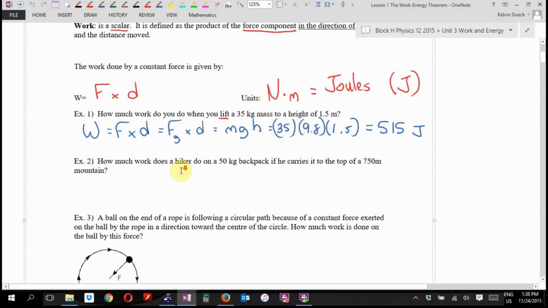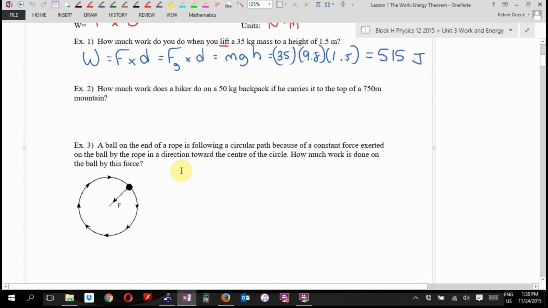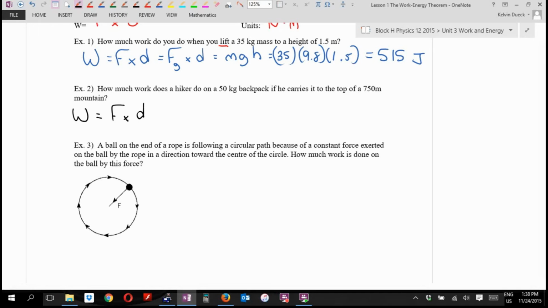How much work does a hiker do on a 50 kilogram backpack if he carries it to the top of a 750 meter mountain? Well, work equals force times distance. Here's the other beauty about work. What did I ask you to underline near the top of the page because I said it was really important? Work is a scalar.